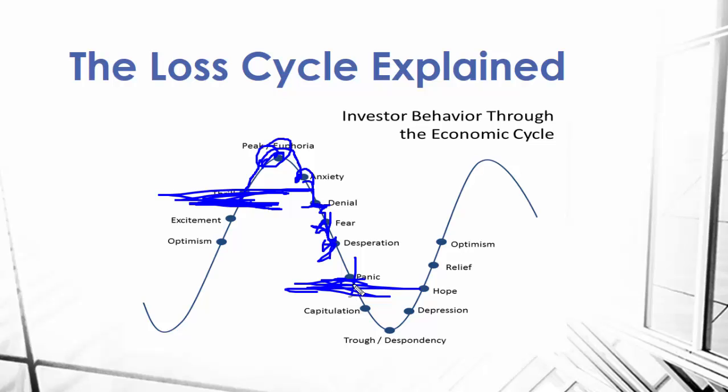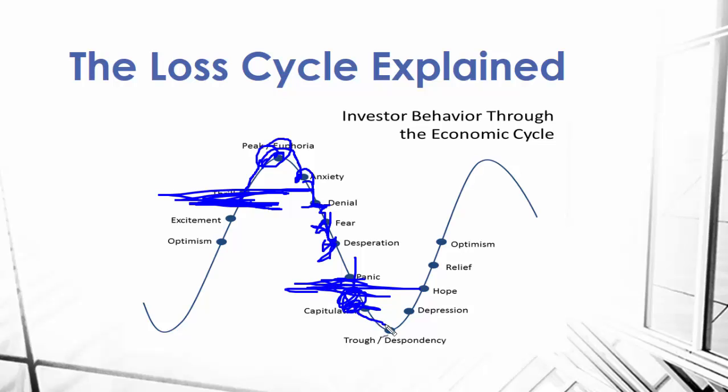And you get panic, and this is where they start to sell the market, and fear and panic step in. We saw that in the 2008 financial crisis, where a lot of folks sold their stocks, sold their holdings, and just gave up on the market. This is why there's such frustration with Wall Street. This is why everybody hates Wall Street, because of this investor loss cycle.